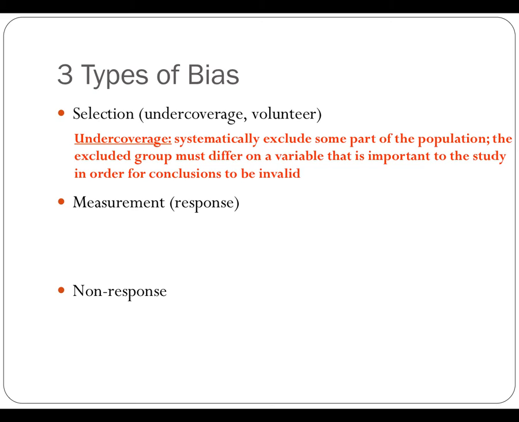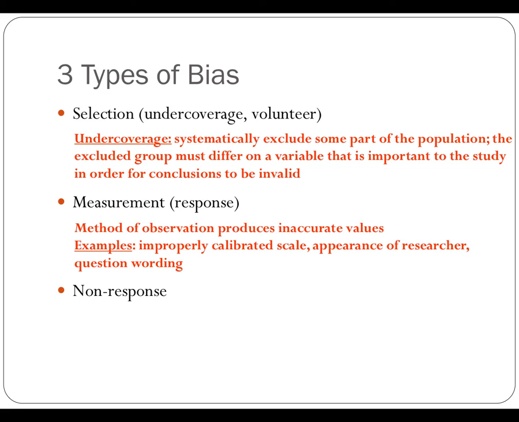Measurement or response bias means that the method of observation produces inaccurate values. So measurement bias, one type would be like if your scale is messed up that you're using to measure something. Response bias means something with the way that you're collecting the data is influencing people's responses. So like question wording was one of them. So you guys did a few examples where the question was worded in such a way to sway the people who were being surveyed.